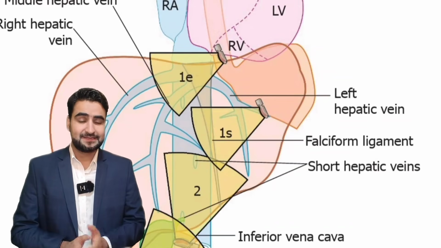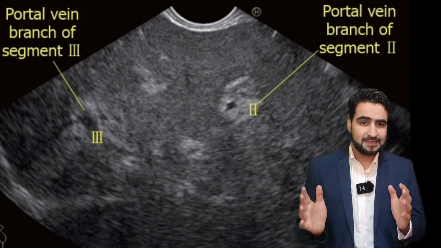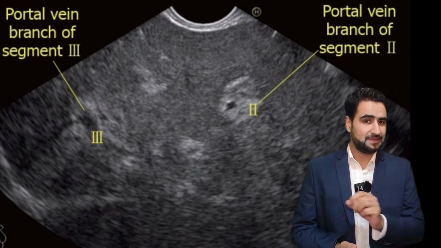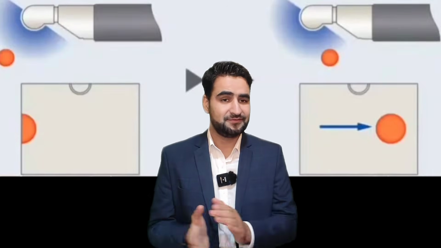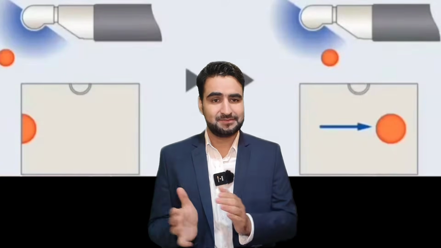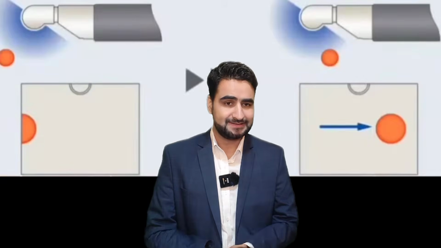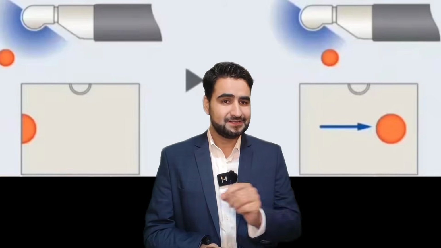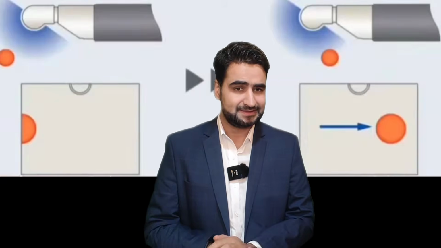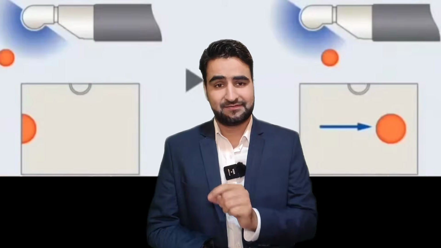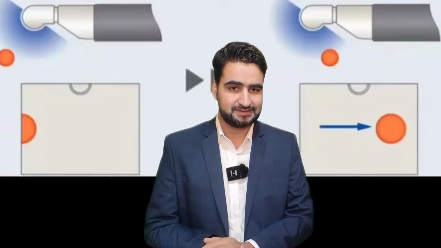Here, in this image, the transducer is positioned in the abdominal part of the esophagus. You can clearly see the portal vein branches supplying segments 2 and 3 of the liver. As I have already mentioned in my previous videos, the structures that come in the range of the caudal end of the transducer will appear on the left side of the EUS image, while the structures in the range of the cranial end of the transducer will appear on the right side of your EUS image. That means structures on the left are actually caudal, while structures on the right are cranial.